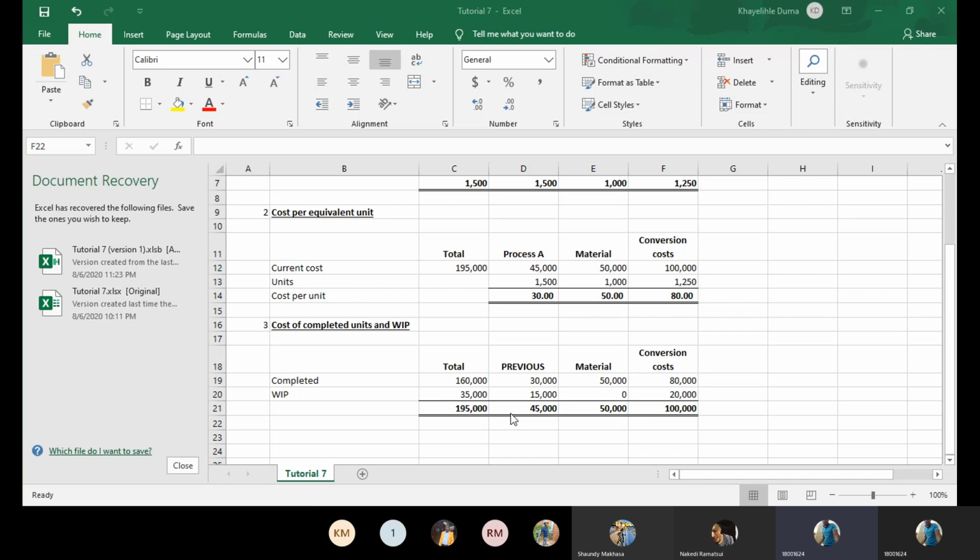Material, you will say the completed multiplied by the cost per unit, even conversion, the completed multiplied by the cost per unit. The second line will be focusing on the work in process units. Then we said that 500 were not completed, then 30 multiplied by 500, it's 15,000. Materials, there was no work in process, then dash, right? Or you can say 50 multiplied by 0, then you'll get 0. Anything multiplied by 0 is 0.